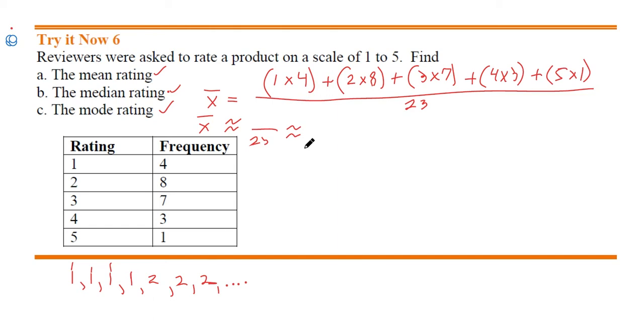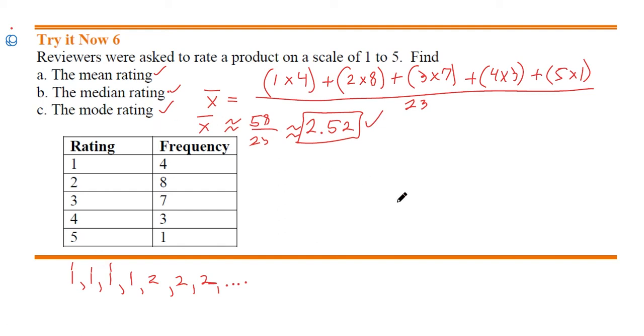I get, that's 4 plus 16, so 20, plus another 21, so 41, plus another 12, so that's 53, plus another 5, so that's 58. And if I do 58 divided by 23, I get approximately 2.52. So that'd be my mean. All right, so that's the first one.